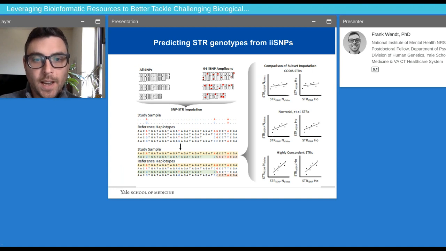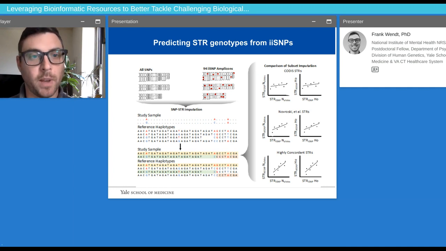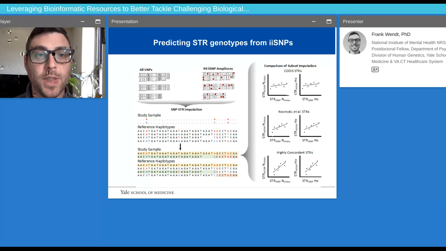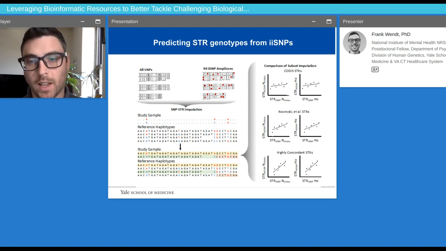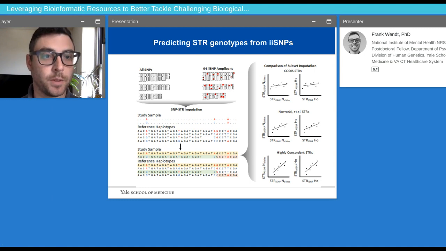So here is a study overview. We took two sets of SNPs. The first was an entire SNP array's information of several million SNPs. We also then reduced that SNP count to only the 94 identity informative SNPs from the forensic DNA signature prep kit. We performed SNPster imputation, and then we compared the heterozygosities and allele counts for three sets of STRs: the CODIS loci, the Novroski et al. 73-plex, and the highly concordant STRs that we identified through this procedure.